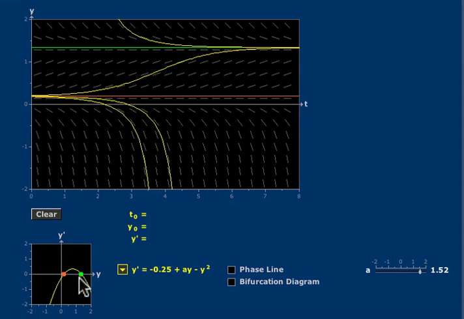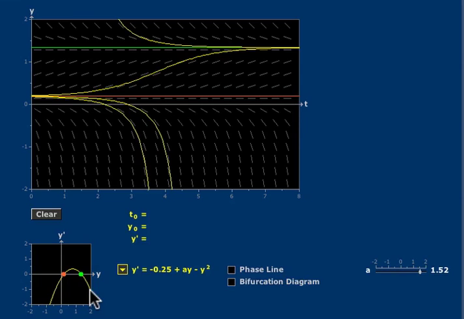You can see this behavior by looking at the parabola as well. If the value of y is less than the red 0, the value of the parabola is negative, solutions are falling. Between the two roots, the value of y prime is positive, solutions are growing. And to the right of this equilibrium, the value of y prime is negative, solutions are falling again.